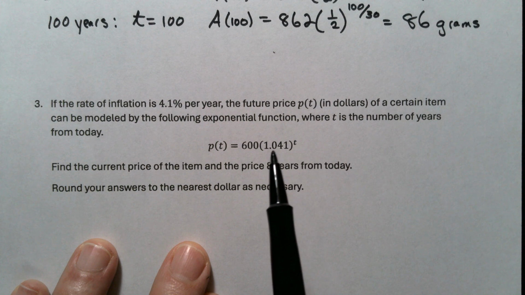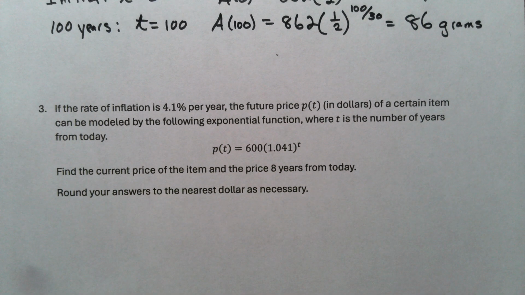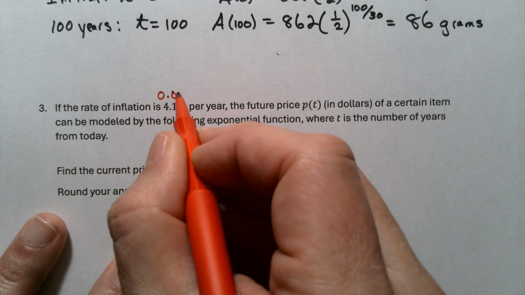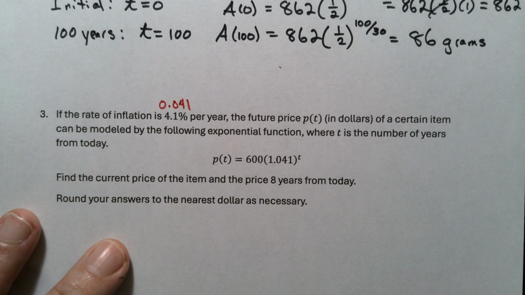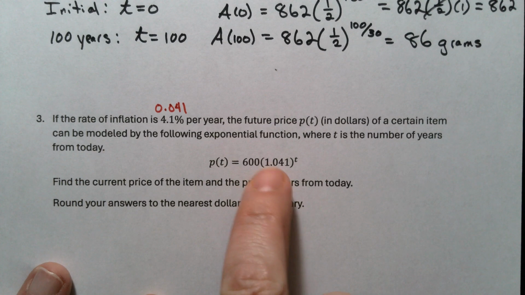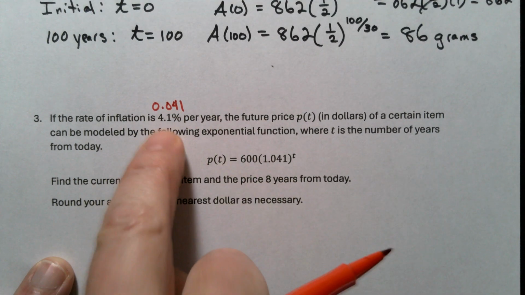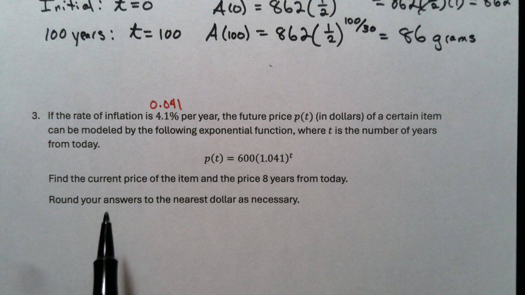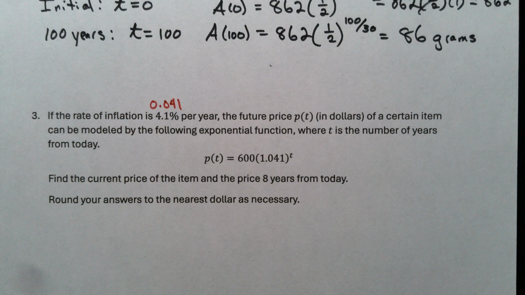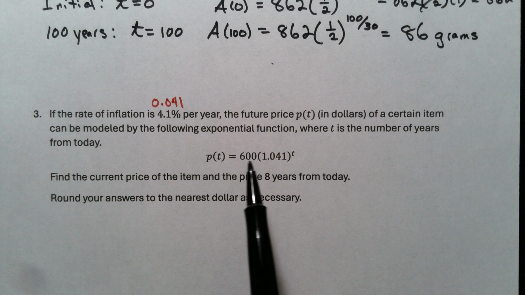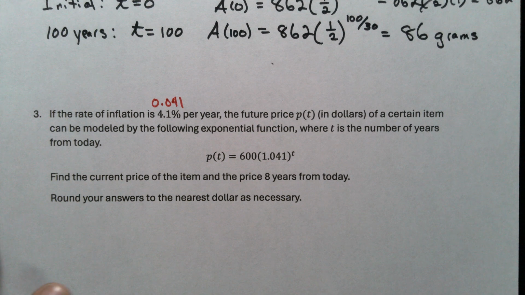So the 100% is this, and 4.1% is 0.041. That's how you write that as a decimal. So that's where that number is coming from. And the 1 is coming from the 100%. So it's 100% plus 4.1%. Okay? So 2 questions. Find the current price and the price 8 years from today. So if you use what I just told you, when you have exponential equations like this, we know that this is going to be our answer for the current price, right? The original price. But you can always just type it in if you want.